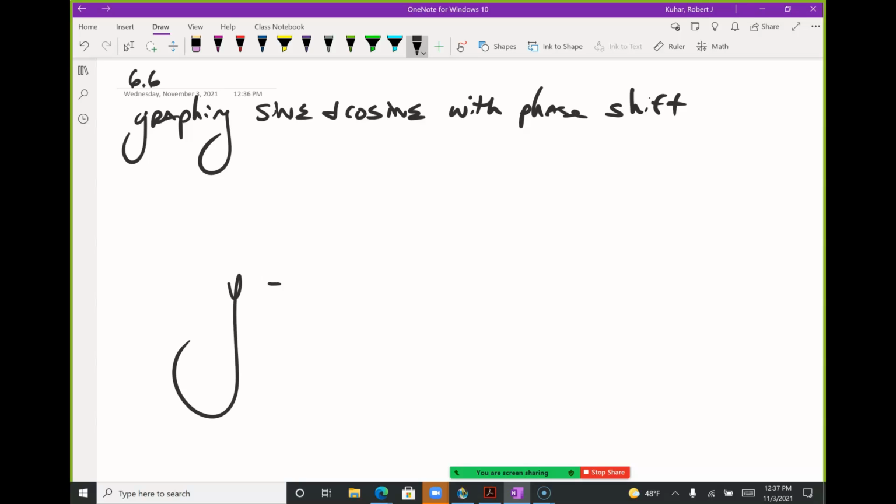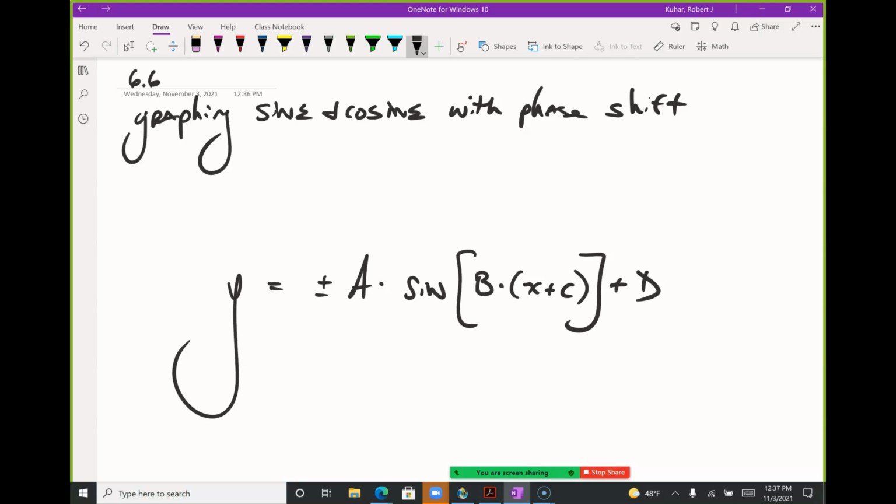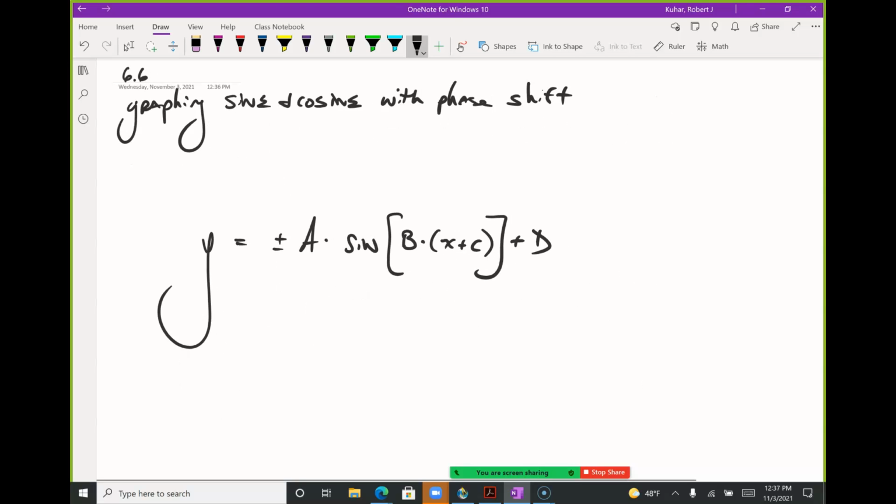And our whole picture is y equals plus or minus a times sine of b times the quantity of x plus c, all plus d. And we talked about what each of these things are. I put them in alphabetical order because I want you working on them in alphabetical order. The book does it differently, a little bit more confusing if you ask me, but this is my reflection.